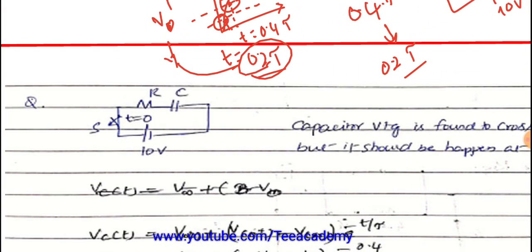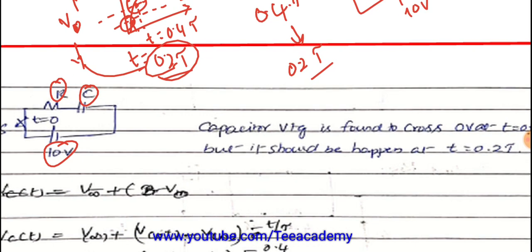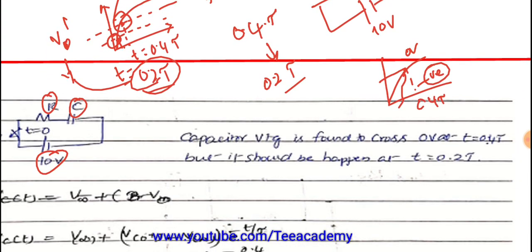Now in the given question, assume a resistance value, a capacitance value, and we are applying a 10 volt supply, and the initial voltage across the capacitor is not 0. The capacitor voltage is found to cross over at t equals 0.4 tau. When the capacitor voltage is crossing 0 volts at 0.4 tau, before this instant, say at 0.3 tau, it is a negative value. So this is an assumption you have to make here.